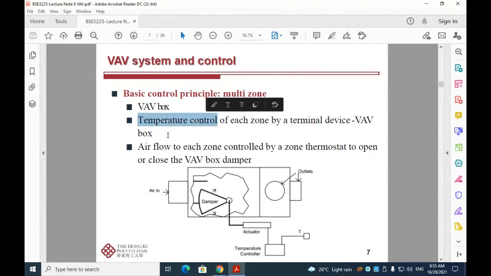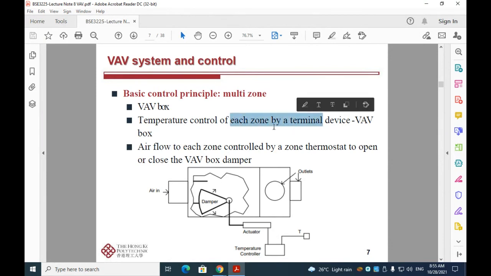And since it's a multi-zone system, each zone is supplied by this terminal device, which is the VAV box. And you can actually realize temperature control of each zone, meaning the return air temperature. You can actually control the temperature inside the room. And the airflow to each zone is controlled by a zone thermostat to open or close the VAV box damper. So this is how it looks like.